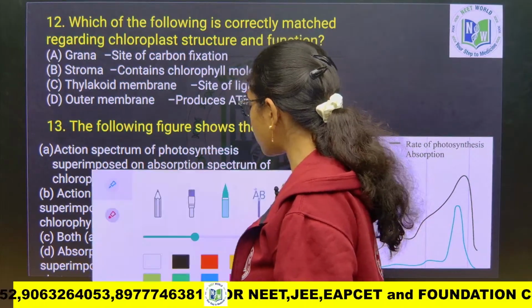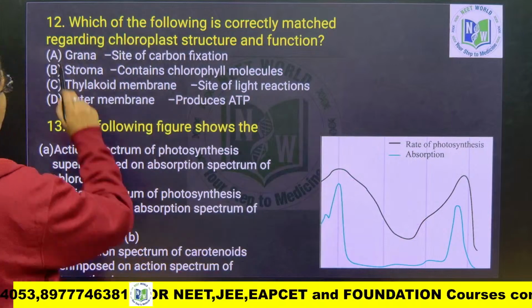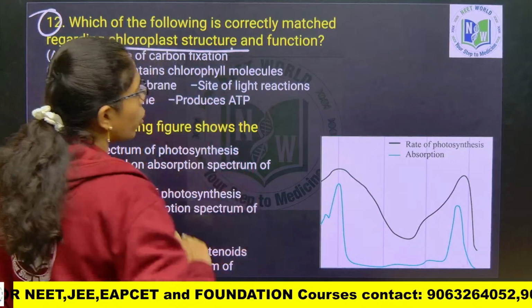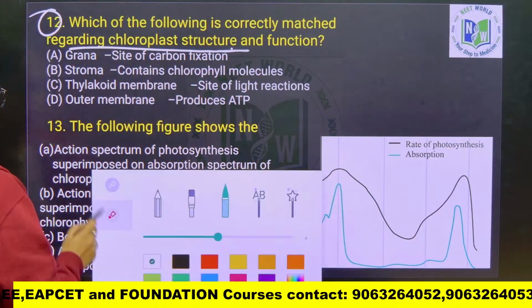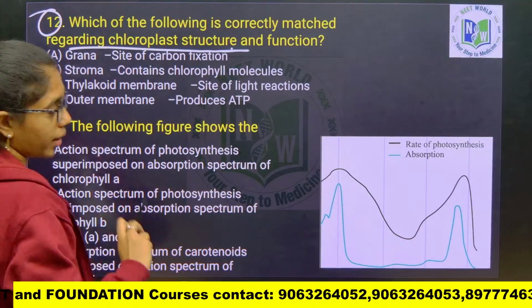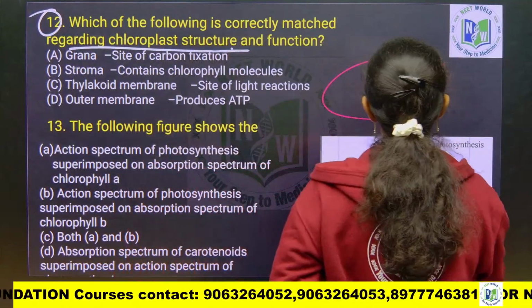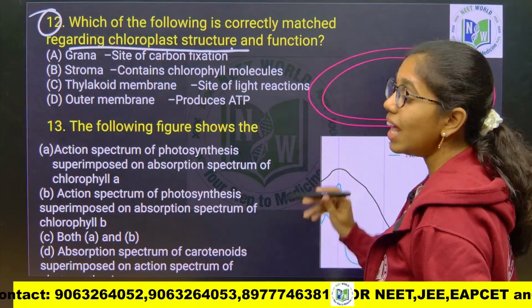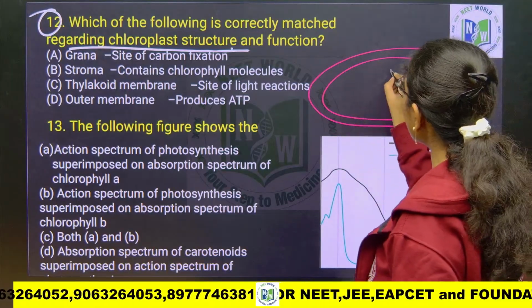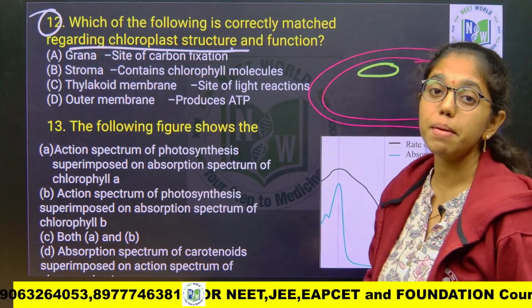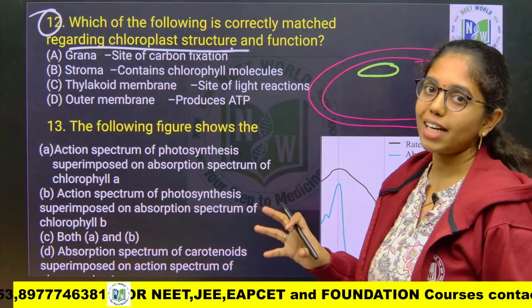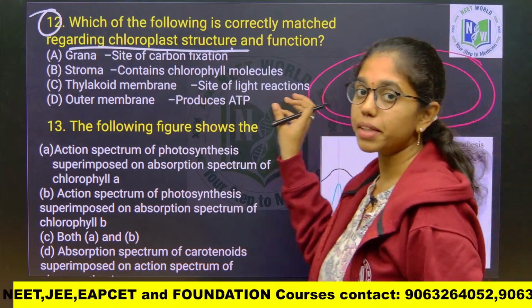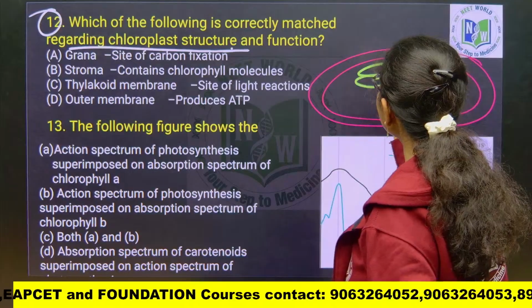So, if you look into this question beta: Which of the following is correctly matched regarding the chloroplast structure? Once I will give you a short tip on the organelle, then it is easy for you to tackle the question. We all know chloroplast is a double membrane bound organelle inside which membranous sac-like structures are present. These membranous sac-like structures are called as thylakoids. Membranous sac-like structures are called as what beta? Thylakoids.